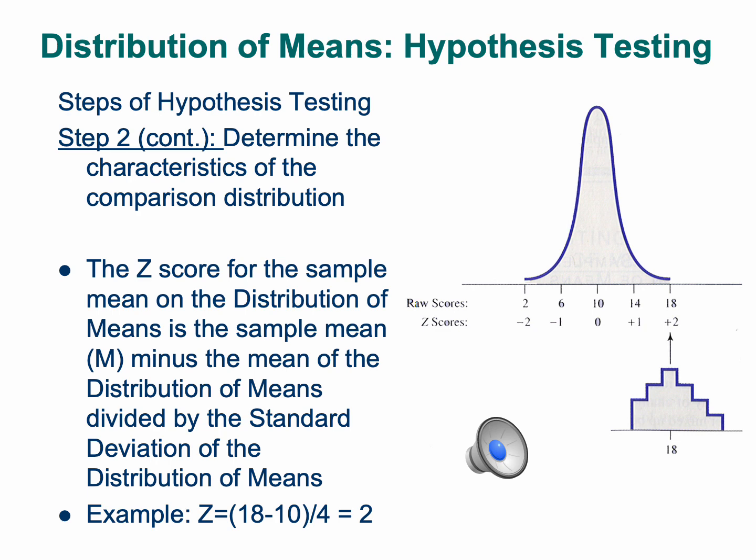So here's an example here. You've got a mean for this small sample down here on the right of 18. The mean of this distribution of means is 10. And the standard deviation of the distribution of means is 4. So you take 10 from 18, divide that by 4, and that gives you a z-score of 2, which is 2 standard deviation units above the mean of the distribution of means. Now we'll go to the next slide and figure out what to do with this.